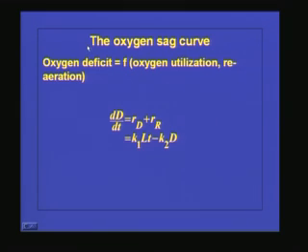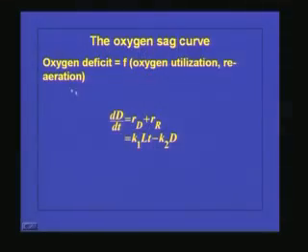Oxygen concentration is varying because of deoxygenation and reaeration. So if you want to find out the oxygen concentration in the river, it will be a function of this deoxygenation and reaeration. If you combine these two curves, the resultant curve we get is known as the oxygen sag curve. The oxygen sag curve is nothing but the summation of the reaeration curve and the deaeration curve of the stream. In other words, in the oxygen sag curve we are calculating the oxygen deficit, which is a function of oxygen utilization and reaeration.